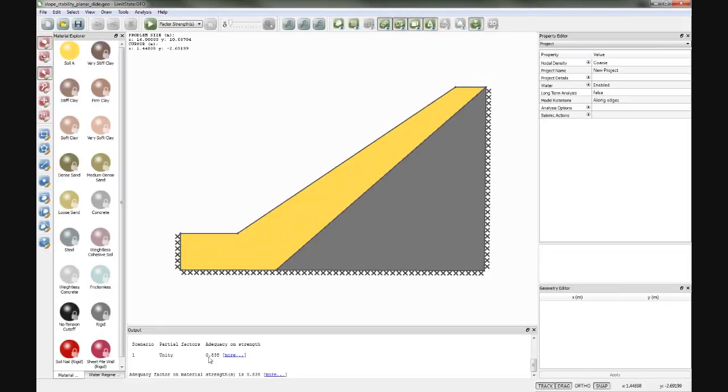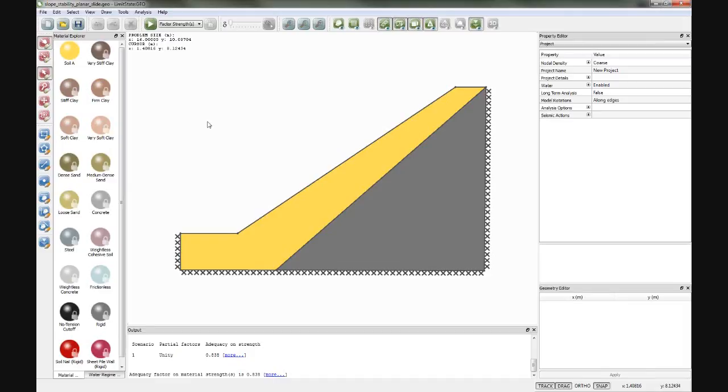very close to the actual ratio. The actual factor of safety on strength for this problem will be tan 30 over tan 35, which is 0.823. Here we get 0.838, so that's about 2% out. Now that's partly because this isn't an infinite slope that we're modelling, and the factor of safety, that simple ratio of tan 30 over tan 35, is for an infinite slope.